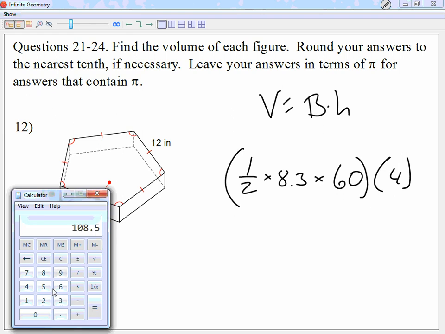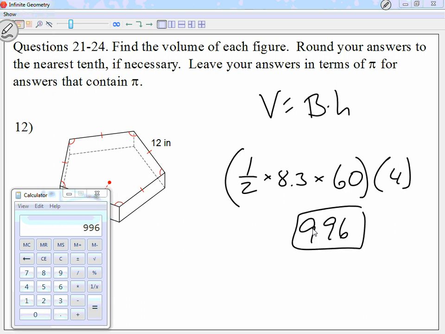So I'm going to go 1/2 times 8.3 times 60 times 4. And your answer should be 996. So prisms or cylinders is area of the base times height.